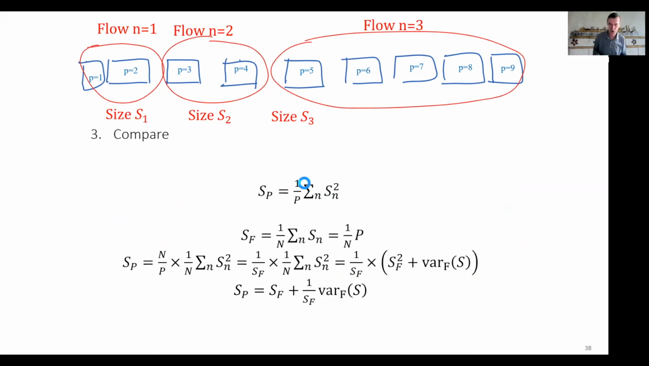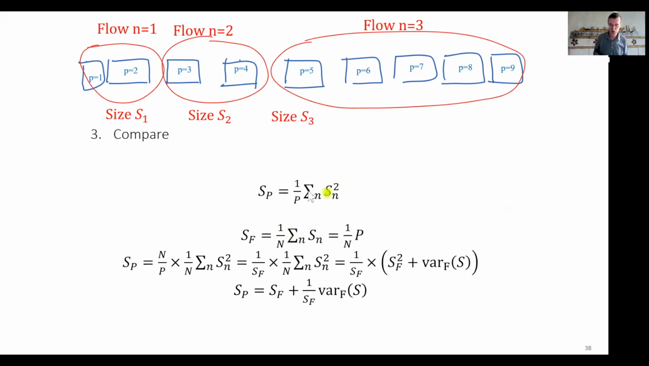We just saw this formula. That's the average answer to the per-packet question. That's the average answer we obtain to the per-flow question. We see that the average flow size is 1 over N, the sum of the S_n. So it's exactly P over N. The total number of packets is the average flow size multiplied by the number of flows.